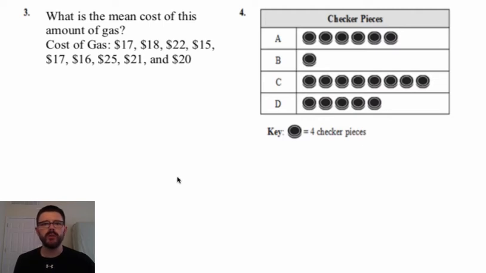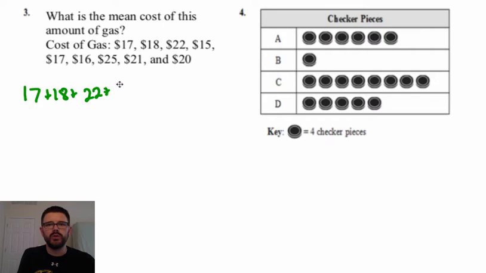All right, so now I'm going to go ahead and do the problems. So this one says, what is the mean cost of the amount of gas? So this is how much somebody spent for gas over a series of weeks or a series of stops. We just want to know what's the average amount that they were paying or that they were spending. So we simply add them up. 17 plus 18 plus 22 plus 15 plus 17 plus 16 plus 25 plus 21 plus 20.